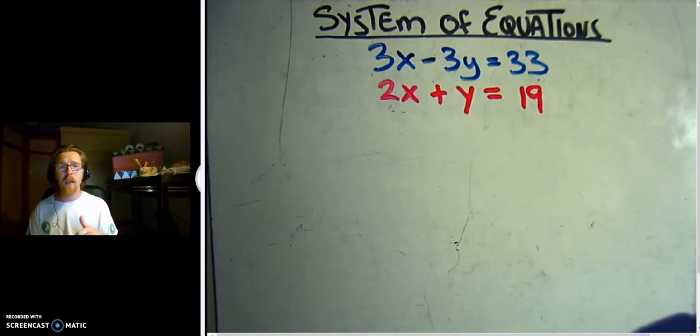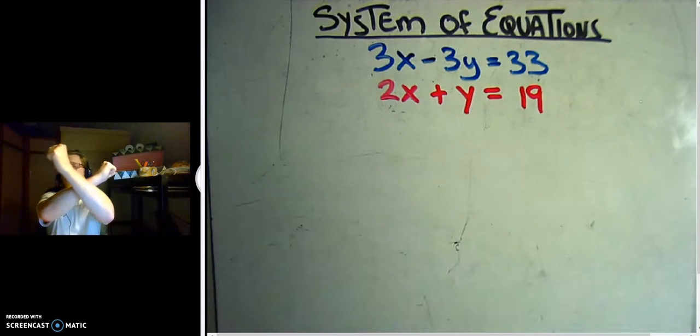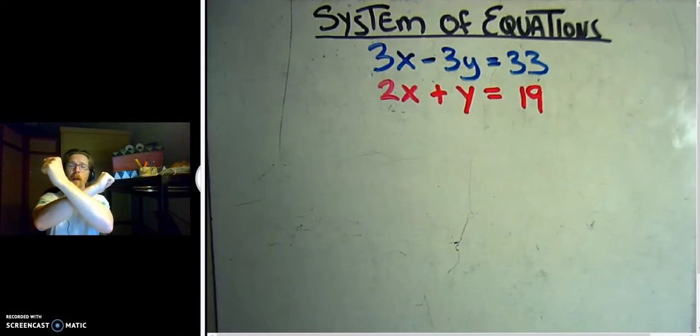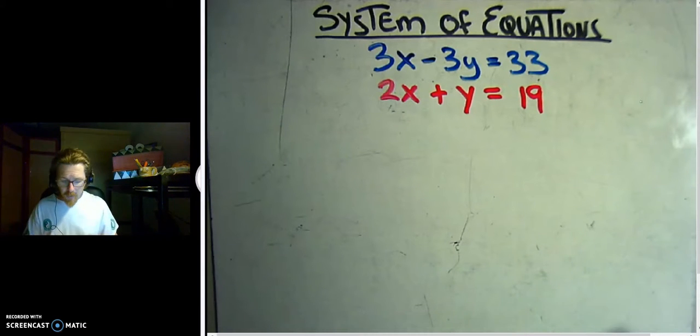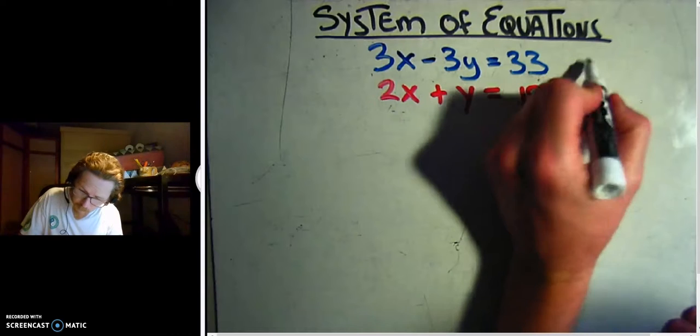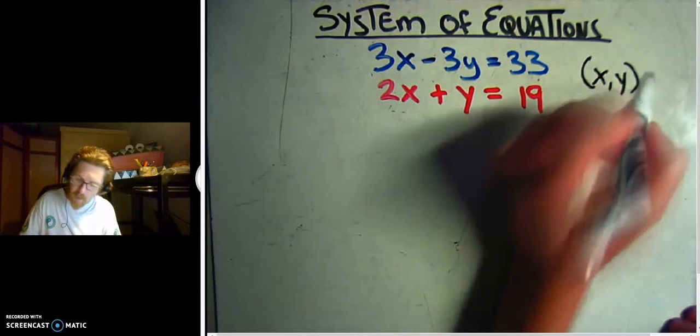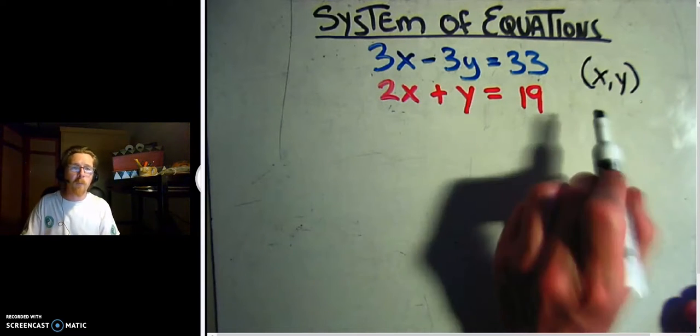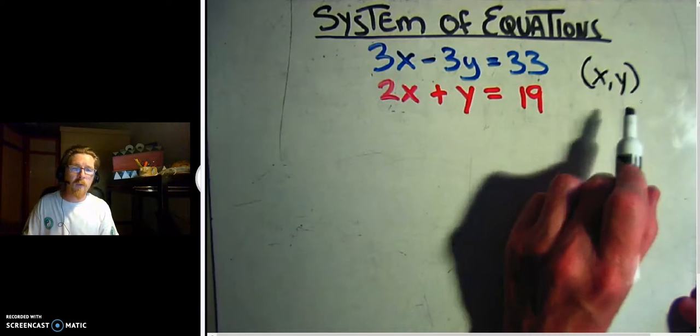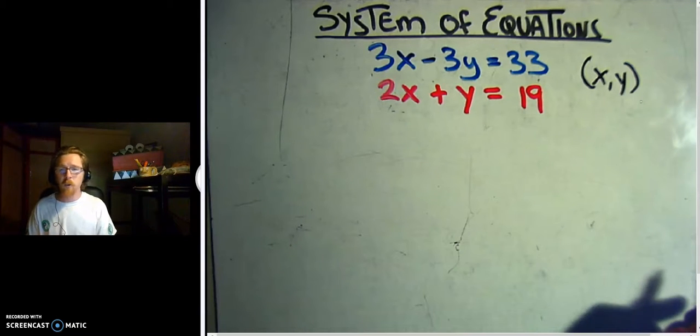I see that there's an x and a y in both of my equations, so I know I have a system. Now if I were to graph this, what I'm looking for is where those lines intersect. I say where x marks the spot. Now that intersection is going to be some coordinates, some x and some y. What we're looking for is what x and y values make both of these equations true.